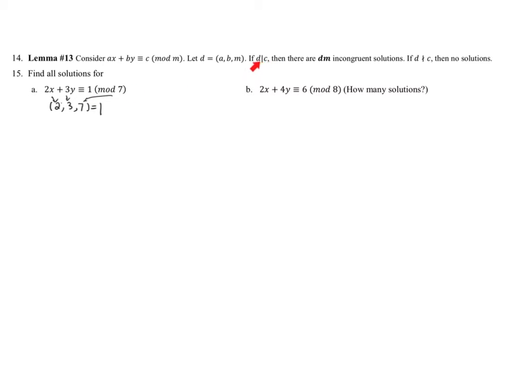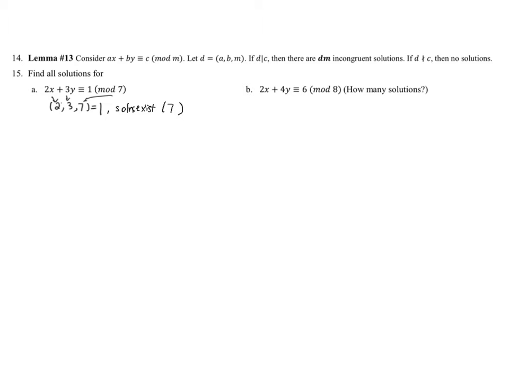Now how many solutions are there? Because this time D is equal to 1, and 1 divides C, which is 1, then there are D times M incongruent solutions. That means there are 7 in this case. Solutions exist, and actually there are total 7 solutions.